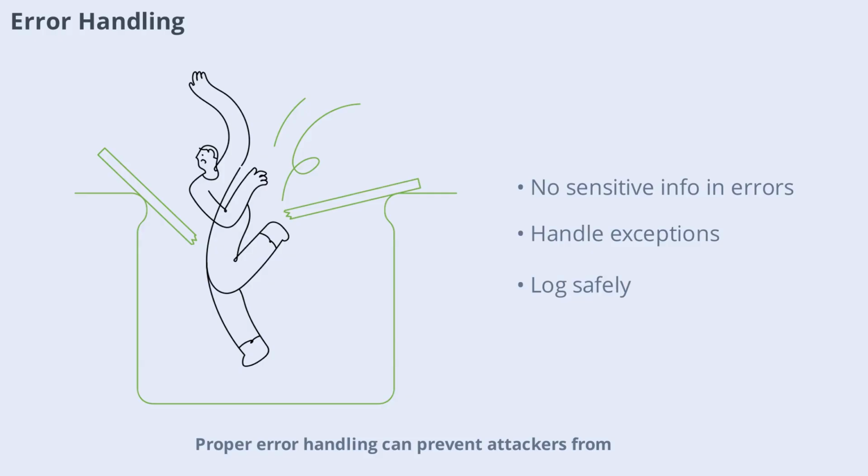Proper error handling can prevent attackers from gaining insights into your app's inner workings. Avoid exposing sensitive information in error messages and logs. Handle exceptions gracefully and log only what is necessary for debugging. In this scene, we'll discuss secure error handling techniques.